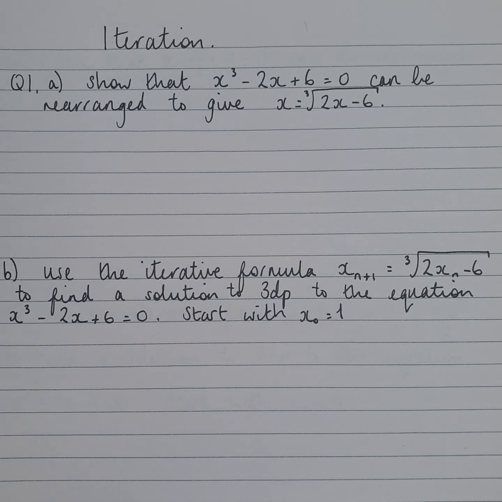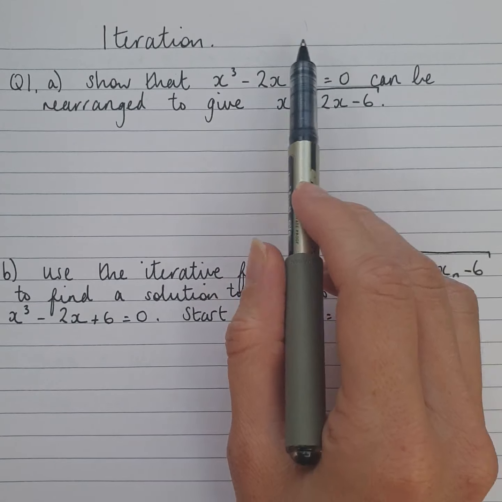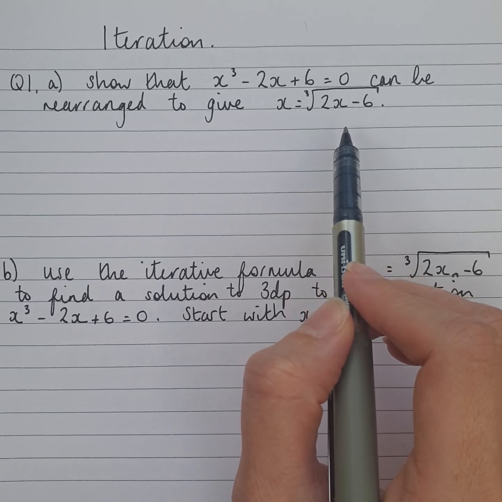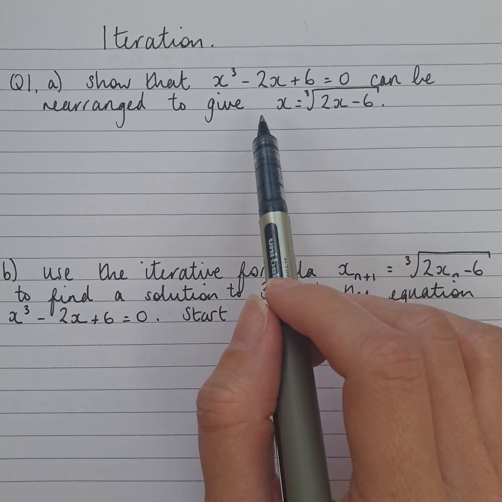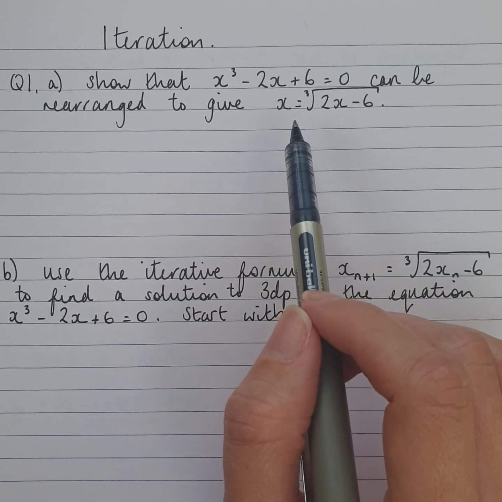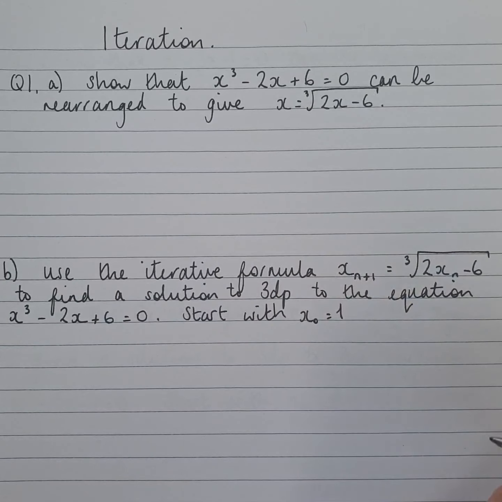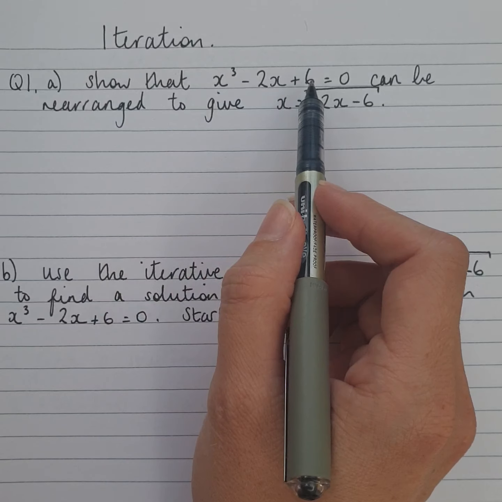Okay, so one type of question that is sometimes asked as a part A is to show that some equation can be rearranged to give the same equation just in a different form. These questions are rare, but they do come up, so it's important you know how to do them. And they're usually the first part of a question. So show that this can be rearranged.